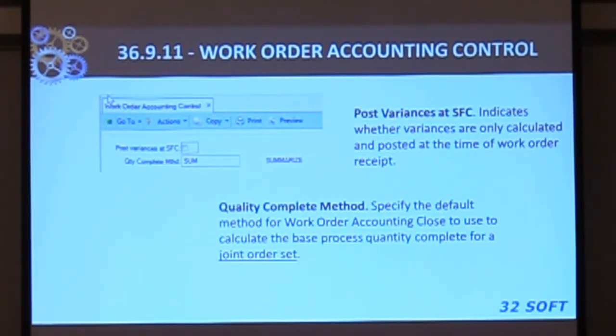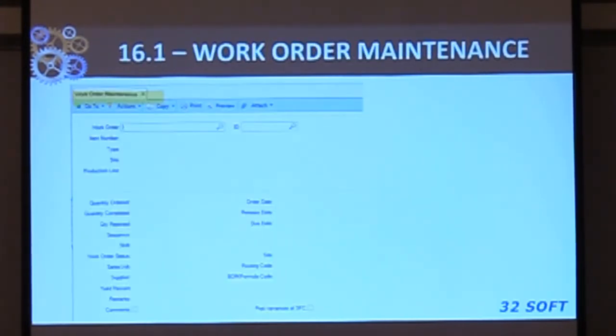So this is the 36.9.11 work order accounting control. This is probably one of the most important that you can have, for your accountants to be either happy with you or unhappy with you. Because if you check that, every time you post a transaction, it's going to create variances in the general ledger. Maybe not a good idea, so maybe you want to leave it unchecked and have those posted only at the point of work order receipt. If you check that, you've got lots and lots of transactions that are going to be filed. The quantity complete method refers primarily to joint orders in the co-product and byproduct.